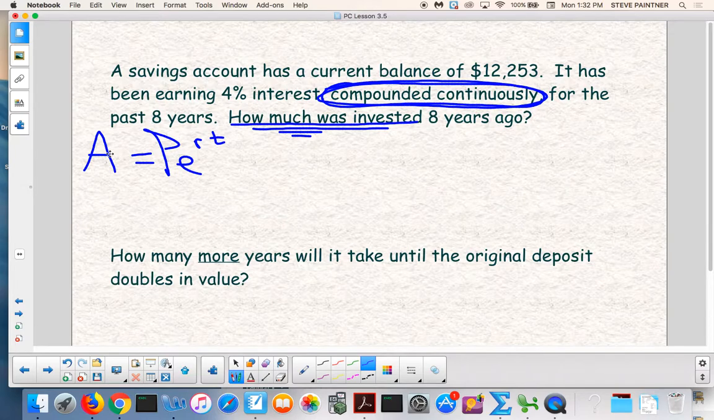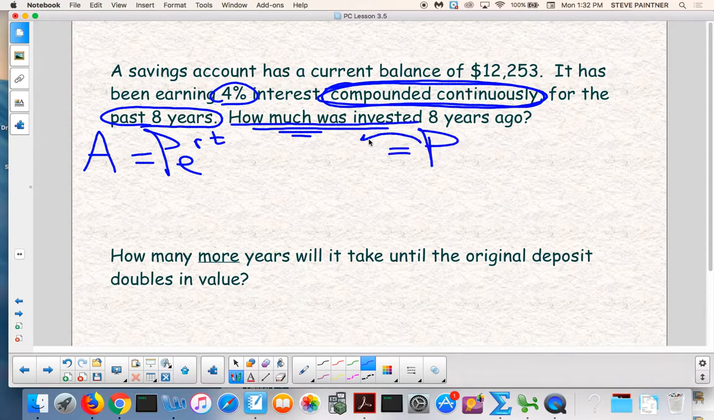Okay, well, here's the deal. A savings account has a current balance of $12,253. It has been earning 4% interest compounded continuously for the past, what? 8 years. How much was invested 8 years ago? Which one are you looking for? Yeah, you're looking for the initial amount. So you guys should have been thinking, I'm looking for P.